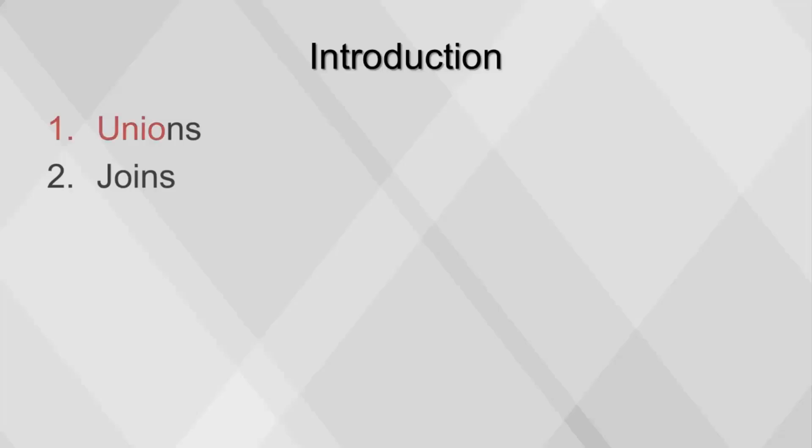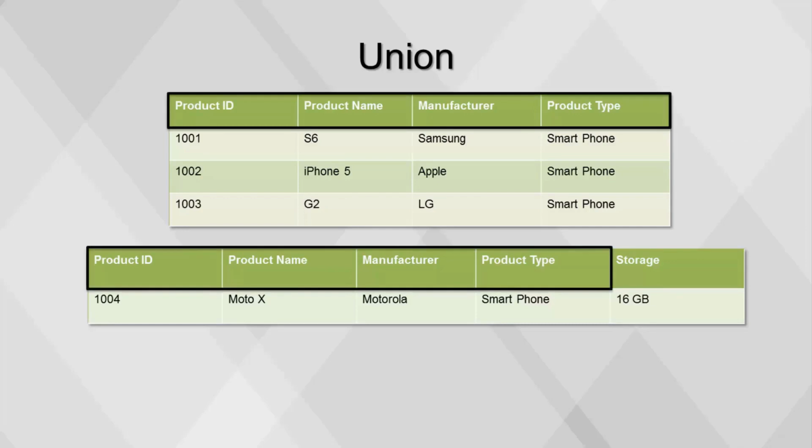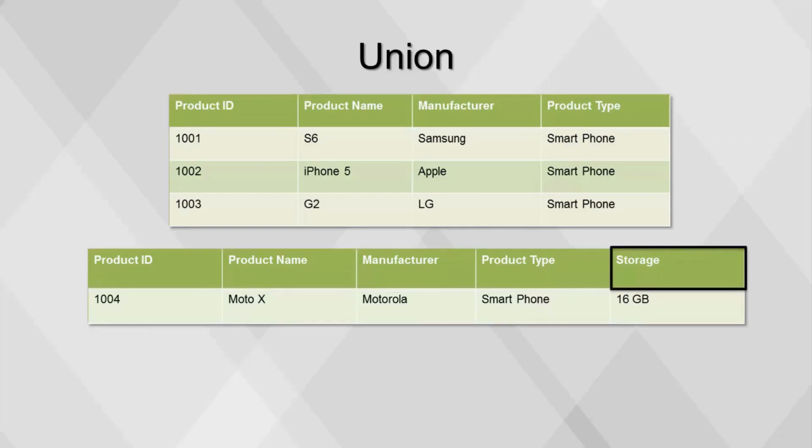This video will cover unions and joins. Union is also referred to as appending, concatenating, or combining two tables vertically, or simply adding rows. The tables should have the same variable names, types, and sizes. Variables that are in only one table will receive null or missing values for the rows from the tables that do not contain them.